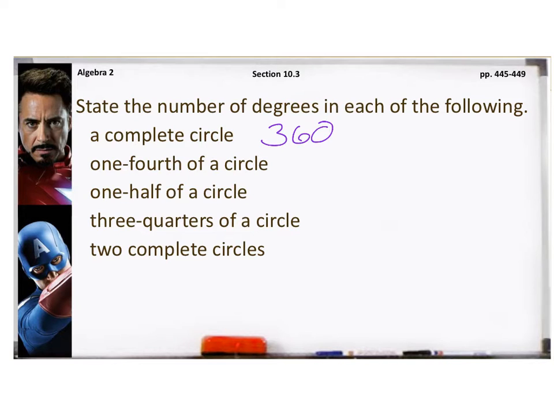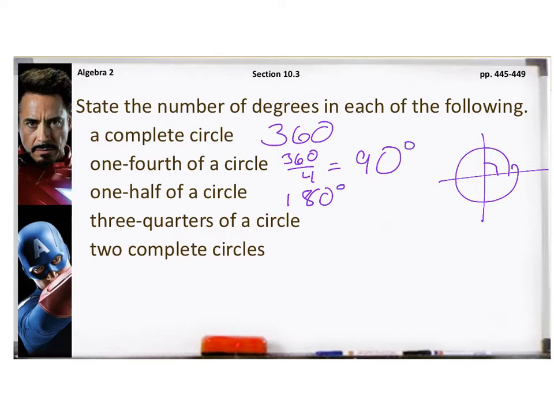One fourth of a circle is going to be 360 divided by 4, which is 90, right? If we look at a quadrant, we know that a full circle is 360, and a fourth would be 90. Half a circle is 2 times 90, so it's 180 degrees. Three fourths of a circle, that's 1, 2, 3 fourths, so that's 270, or 3 times 90.